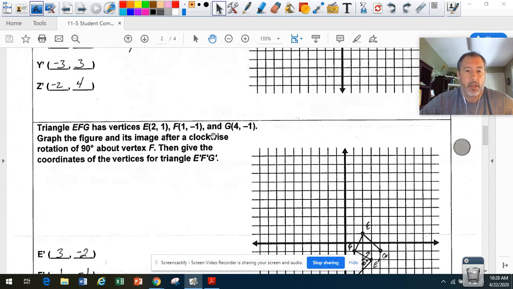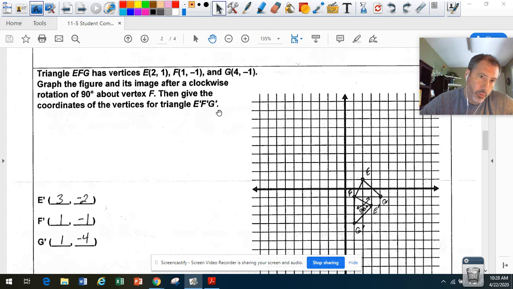Scroll down here. We're going to do the same thing here. Now, this one here, we're rotating it 90 degrees. It's going to be clockwise. So it says triangle EFG has vertices E, which is 2, 1, F, 1, -1, G, 4, -1. Graph the figure, which we did here. Here's our figure. Here's F, E, G. And its image after a clockwise rotation of 90 degrees about vertex F. So we're going around vertex F, 90 degrees.